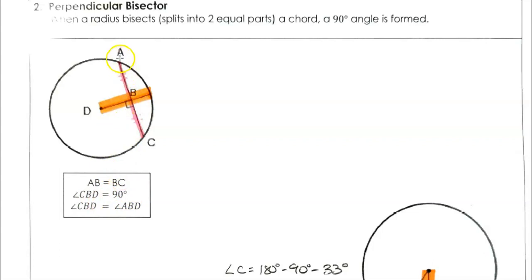Now, we also have another one: CBD is going to equal ABD because this is also going to be 90 degrees. All right, again, because of this perpendicular bisector rule, but also because supplementary angles means along a straight line. Both this angle and this angle should add up to 180. So if this is 90, that must also be 90 degrees.